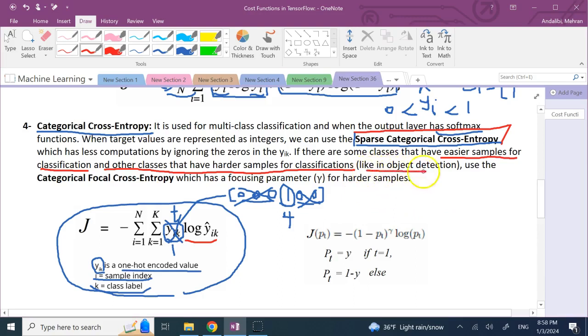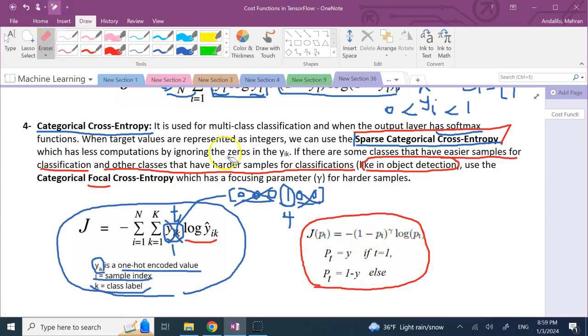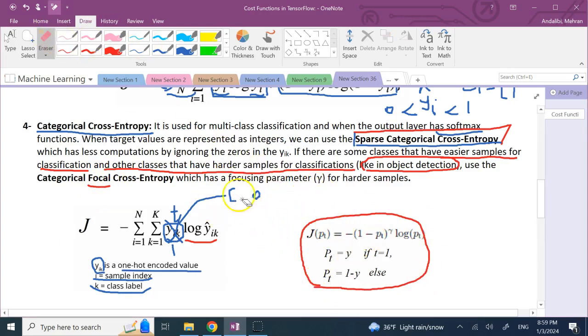And you can see that in problems like object detection, right? When you want to detect an object against a background, the pixels on the boundaries of the object are not so easy to detect most of the time. So in those cases, we use another version of this cross-entropy or categorical cross-entropy, which is called categorical focal cross-entropy. This one has this cost function on the right, and here, if you look at it, the cost function is a little bit different.